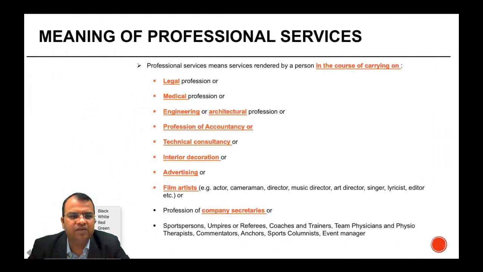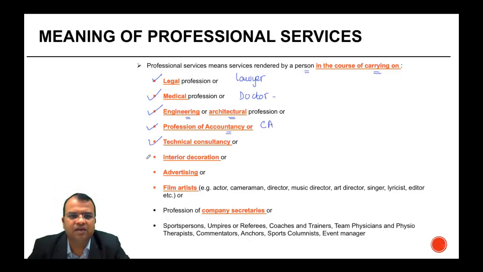Now, what all can be covered as professional services? Professional services means services rendered by a person in the course of carrying on a legal profession, someone like a lawyer, medical profession, someone like a doctor who's running his own practice maybe, engineering, architectural profession, profession of accountancy. So as chartered accountants, if you are carrying the profession of accountancy and you charge some service fee from your client, that can be covered.